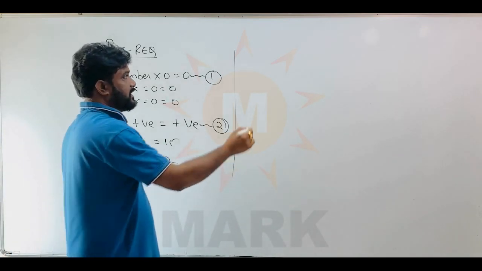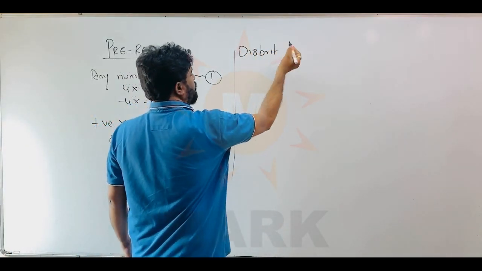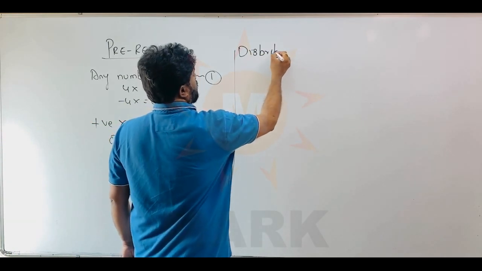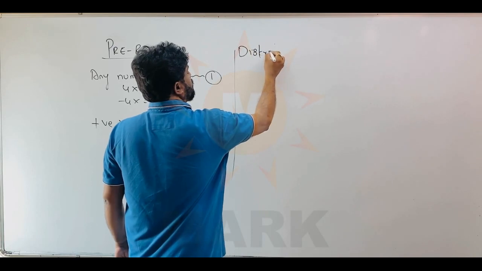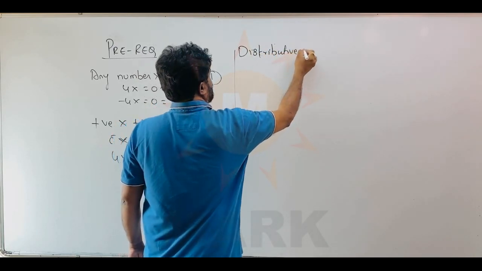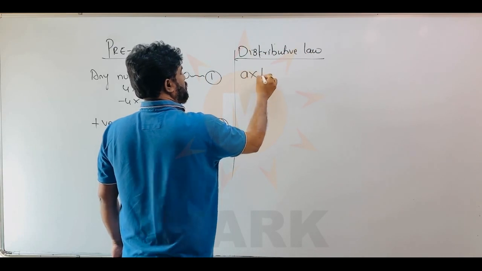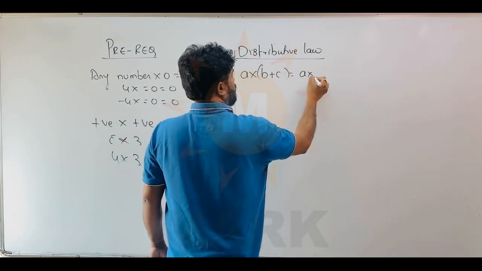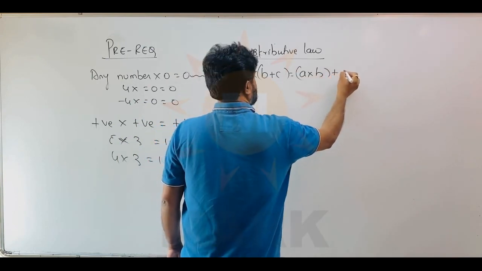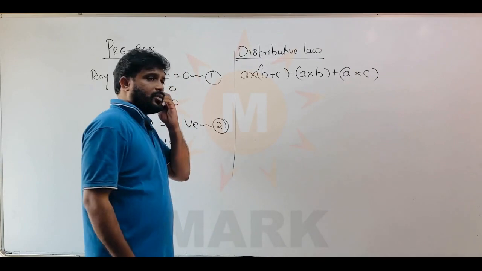Third prerequisite is distributive law. You need to have a little idea, but I'll tell you what is distributive law. Now my dear friends, A into B plus C is equal to A into B plus A into C. So this is distributive law.